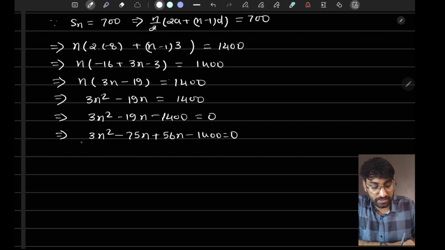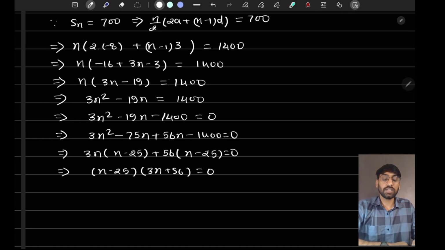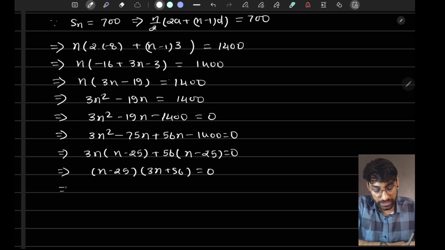Correct? Now from here take 3n common. So what will I get? 3n common, so n minus 25 I will get, plus if I take 56 common, from here I will get n minus 25 equal to 0. So from here I will get n minus 25 into 3n plus 56 equal to 0. Correct? It means I am getting two values of n.